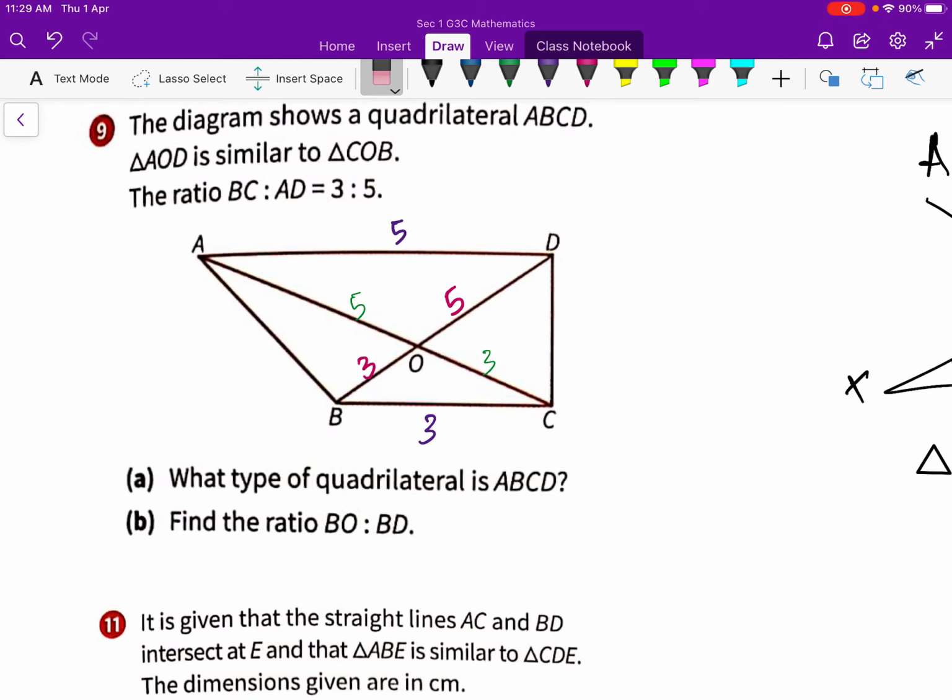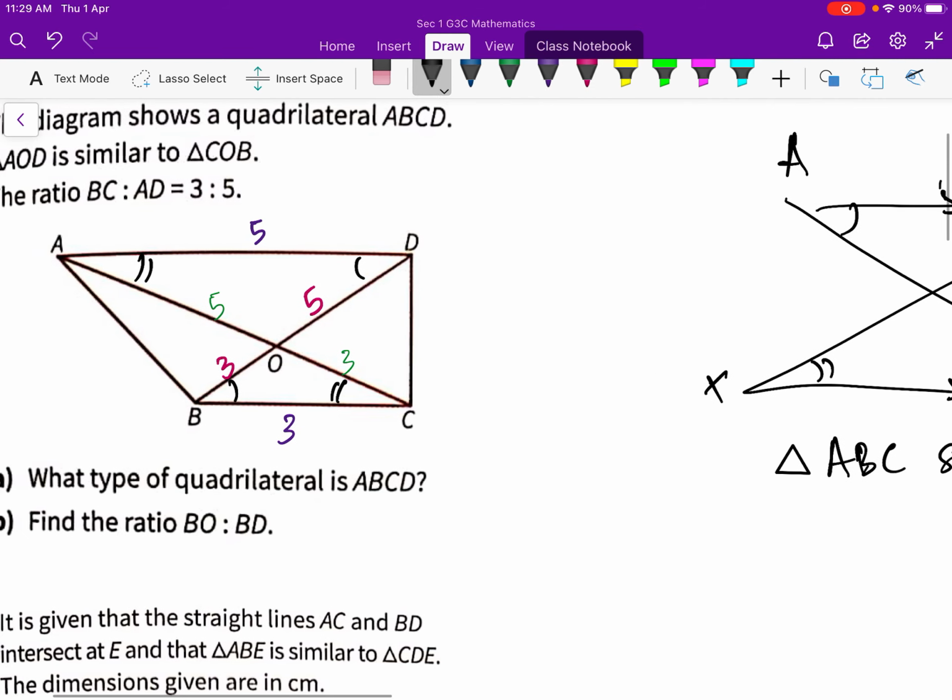Now, what type of quadrilateral is ABCD? The fact that they tell you these two triangles are similar means that I know these two angles are the same. Likewise, I know that these two angles are the same. If these angles are the same, then our conclusion is that these two lines are parallel. If these two lines are parallel, then it is a trapezium.